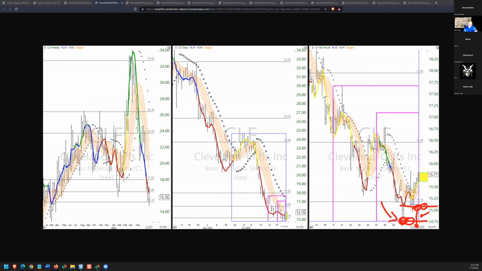The same is true if you get short when the dragon belly is breached or the RL10. I am really a fan of the RL10 breachings because those are the outside limits. And then you notice that the dragon always turns sooner because he's a little bit slower.